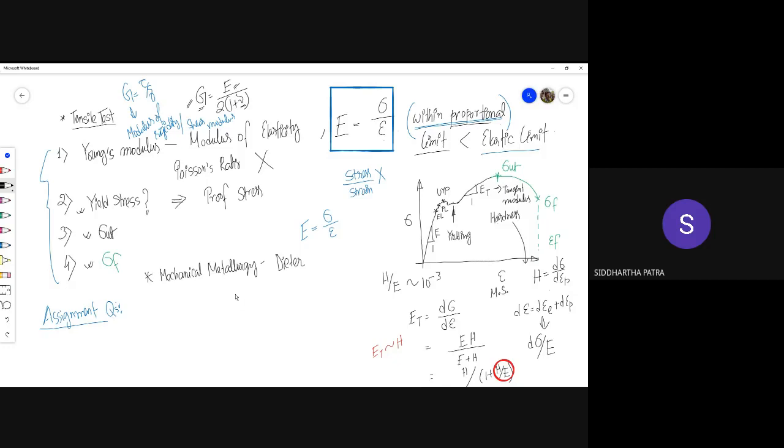So the assignment question number 1 is: why does the material fail at a stress smaller than sigma ut? The point is, the material can go up to a stress called sigma ut. There is a maximum stress, and the material doesn't fail there.